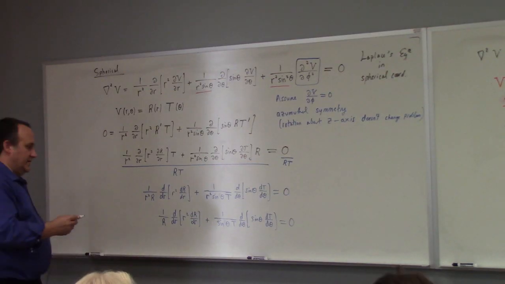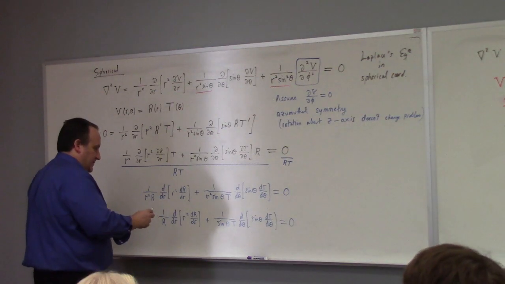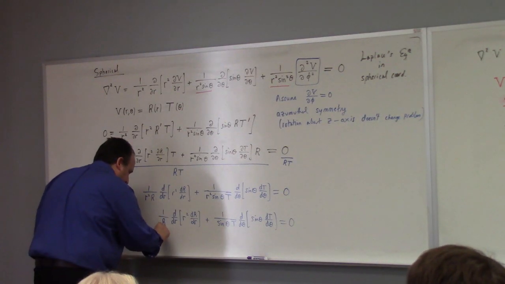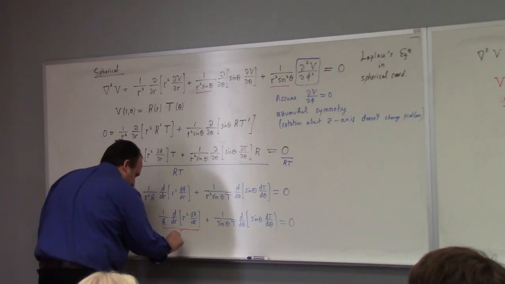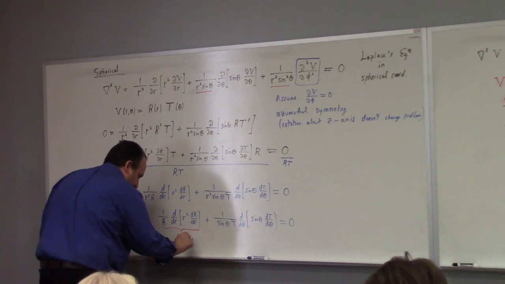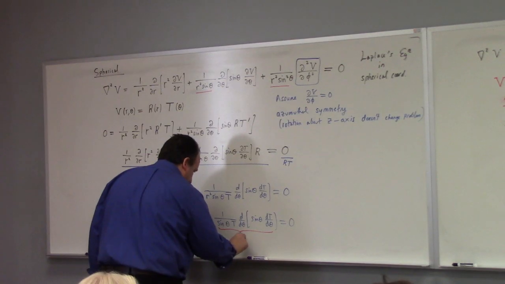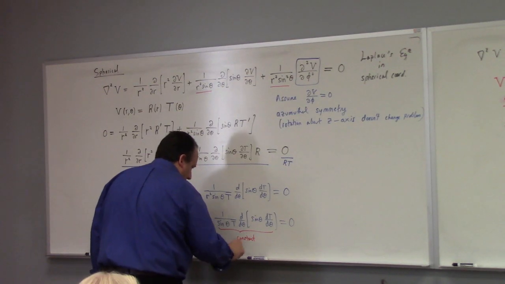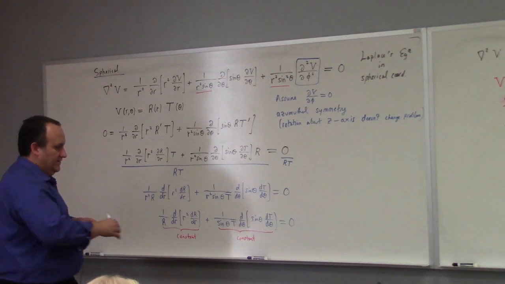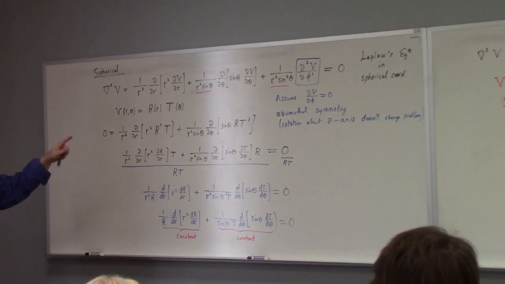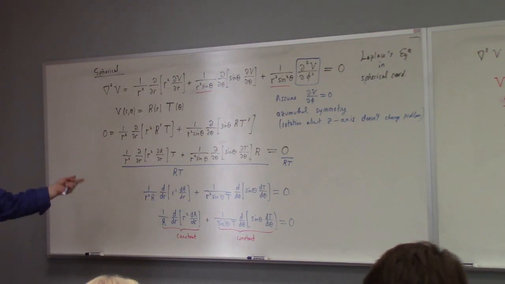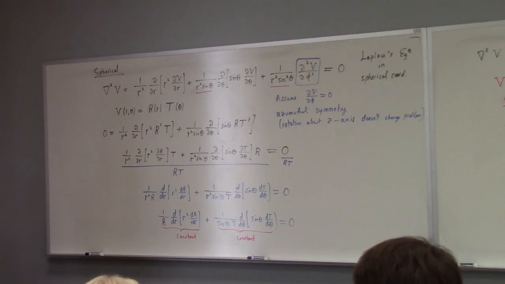Okay, so look, again, this has to be constant. And this also has to be constant. Why? Because they're separately functions of just r, functions of just theta, and you can't have a function of both r and theta unless it's constant. All right?